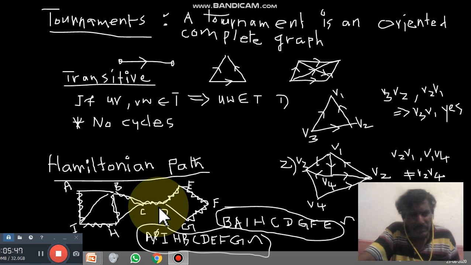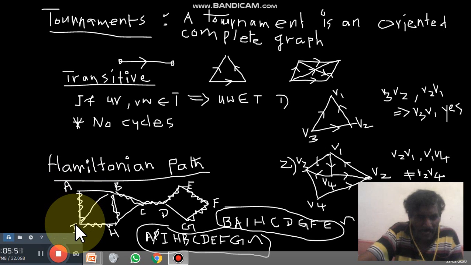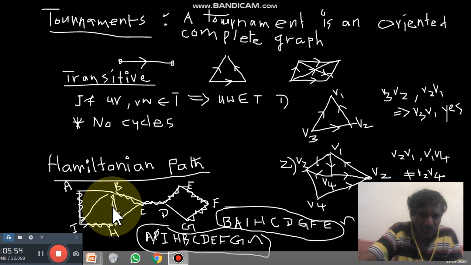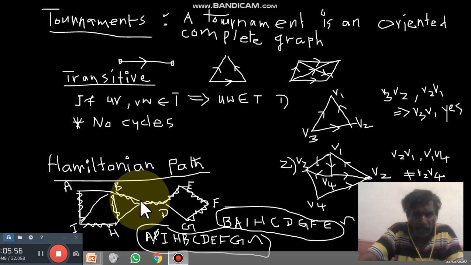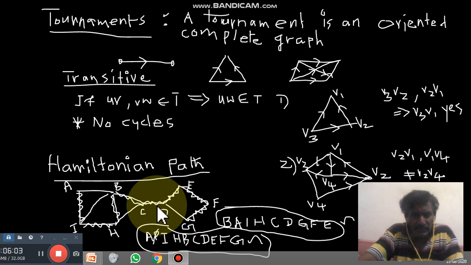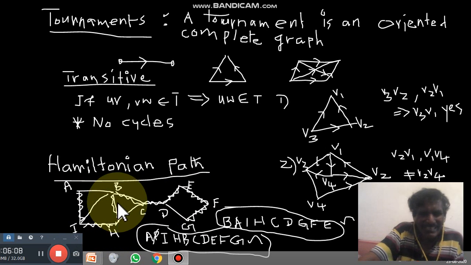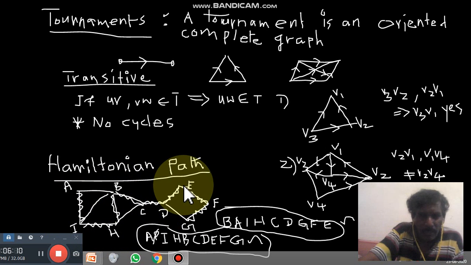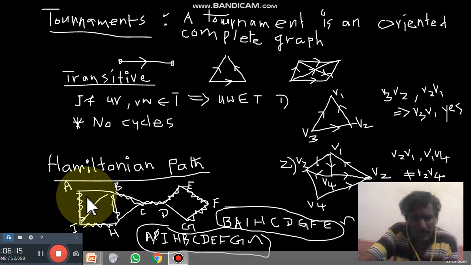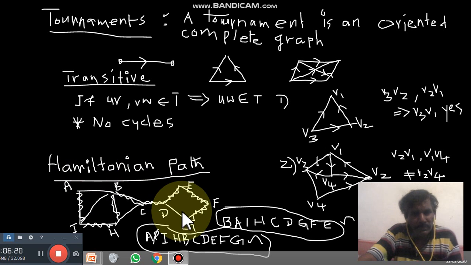Look at this picture here. From A to I to H, H to B, B to C, C to D, D to E, E to F, F to G. So look at this. This is a path where each and every vertex is touched. So this is a good example for a Hamiltonian path.